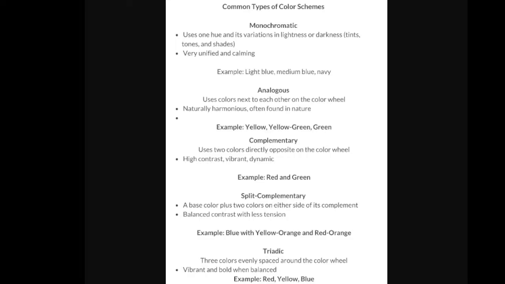Now split complementary is like a cousin to the complementary color scheme. And instead of going directly opposite the color, so let's say if you're starting with red, instead of choosing green, you want to choose the colors on each side of green. So you want to have blue green and yellow green. So you would have red, blue green, and yellow green. That's a split complementary color scheme, and it's still very dramatic, but not as dramatic as the complementary scheme. It's a little toned down a bit.